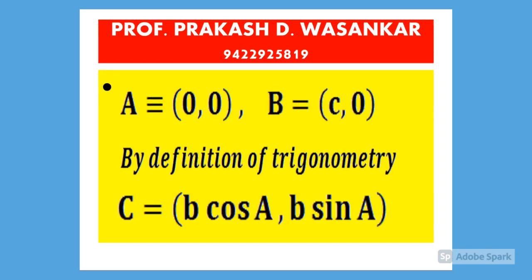In both figures, A is in standard position. Therefore, the coordinate of A is (0, 0). Point B, or vertex B, lies on the x-axis. Therefore, the y coordinate is 0 and the x coordinate is c. By using the definitions of the trigonometric functions, the coordinate of vertex C is (b cos A, b sin A).